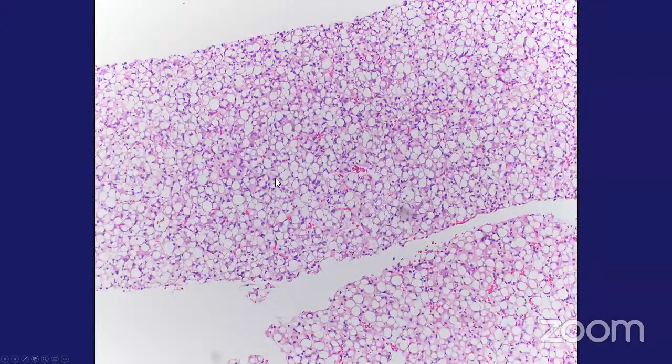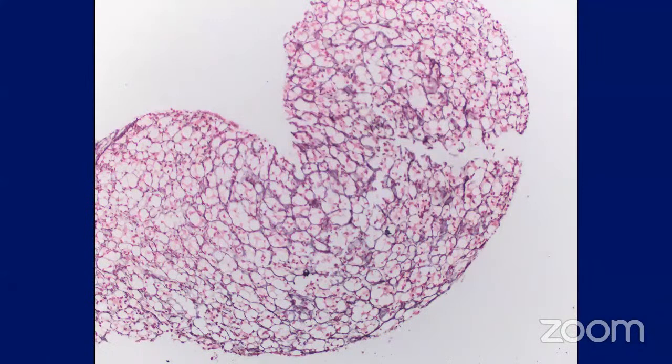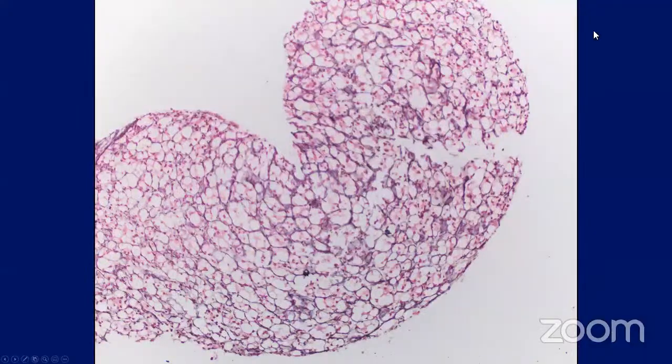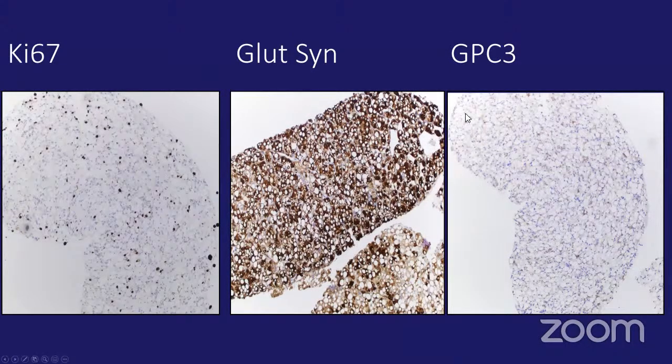Again, a higher power view of the lesion. You can see that there is some atypia, but again, it's really hard to appreciate the atypia because of that much steatosis. The reticulin stain does show some loss, but it's not perfect, and steatosis is not the area to appreciate the reticulin loss. This is the glutamine synthetase. In this case, it was diffusely positive, and the GPC3 also had patchy positivity. So this is a well-differentiated hepatocellular carcinoma, and the Ki67 looks closer to 5% than 2%.